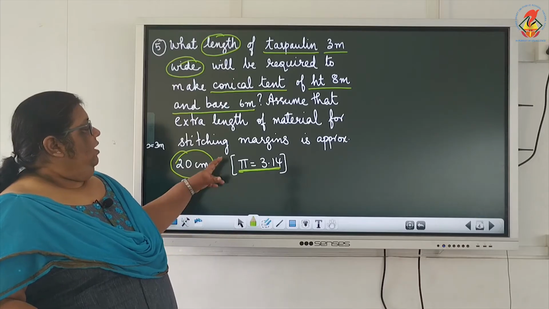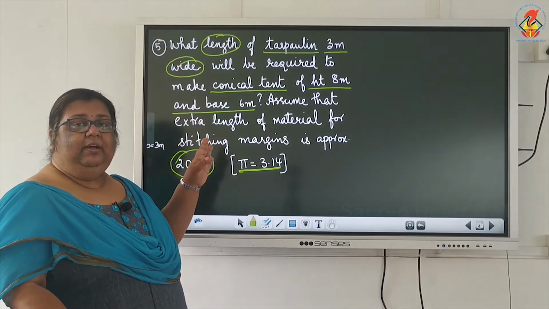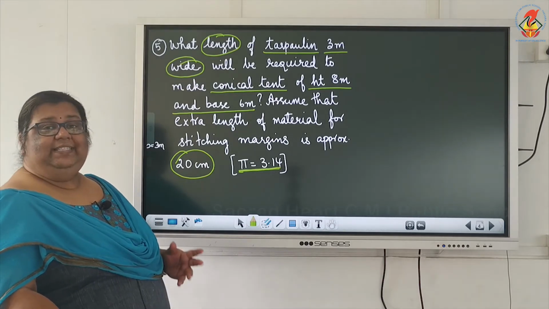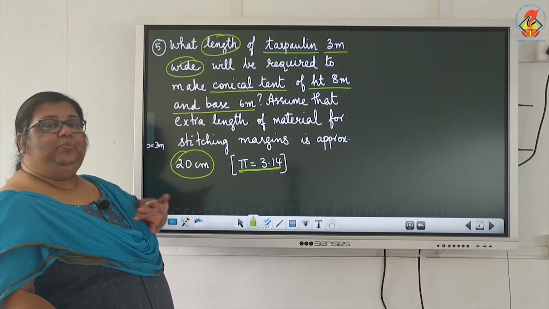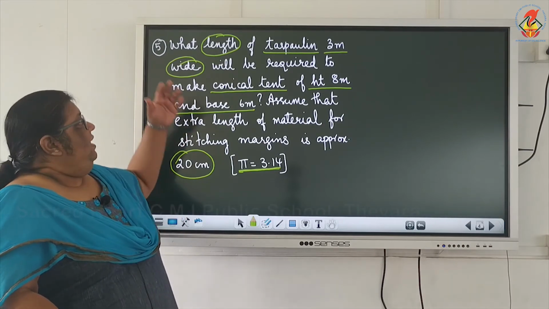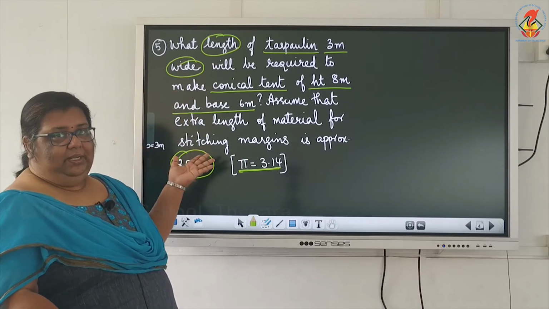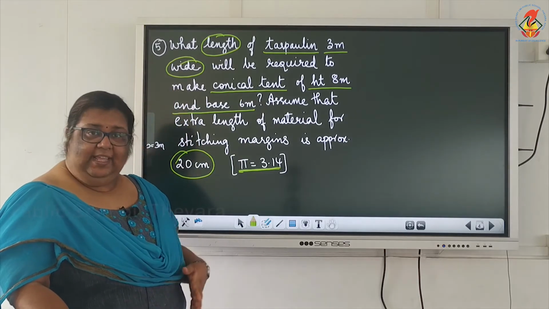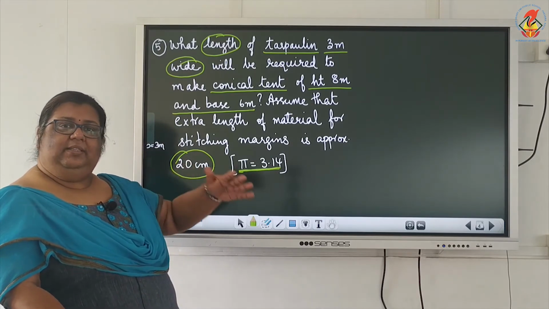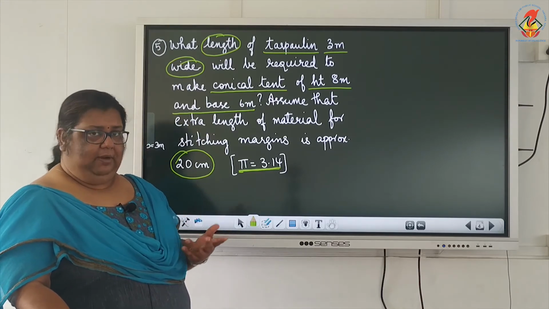Whenever there is the value of pi given like this, then you can apply only the formula given in the question. Okay. Now there is a conical tent. Now the conical tent has to be covered with a tarpaulin. Our question is to find the length of the tarpaulin. The breadth of the tarpaulin is given to be 3 meter. We need to find the length of the tarpaulin. Tarpaulin means a sheet that covers the conical tent. A rectangular shaped tarpaulin.